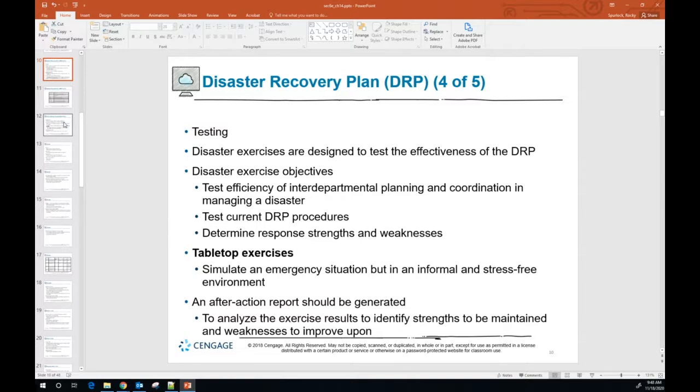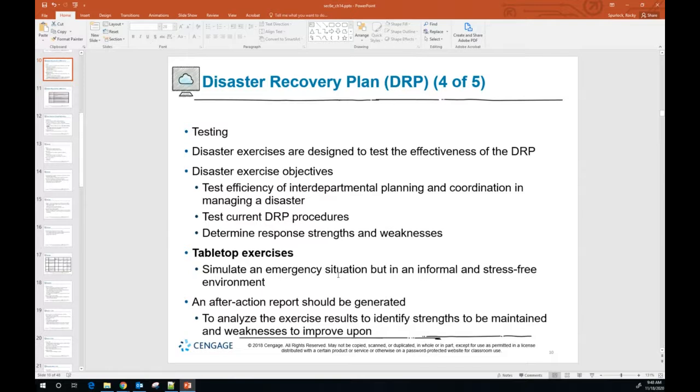We can also use tabletop exercises. What these do is they allow us to simulate an emergency. The thing with the tabletop exercises is it's informal and it's a stress-free environment. You're not actually going through the emergency or the walkthrough. You're just talking it out, working through it.